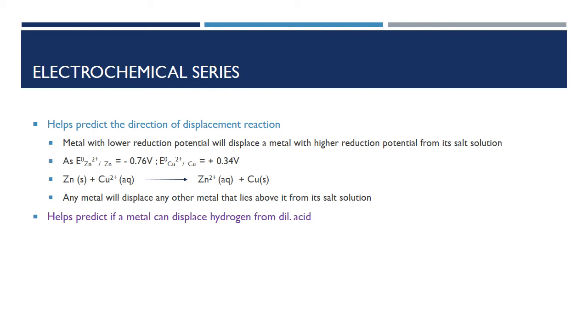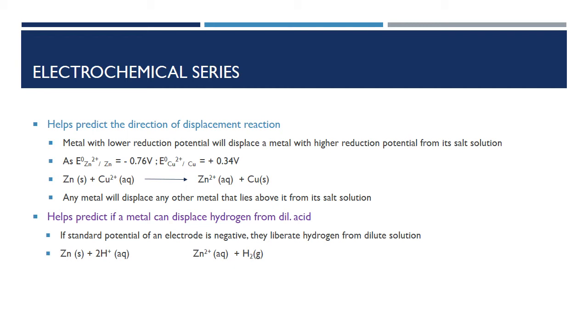Electrochemical series also helps predict if a metal can displace hydrogen from dilute acid. If the standard potential of an electrode is negative, it liberates hydrogen from dilute solution.